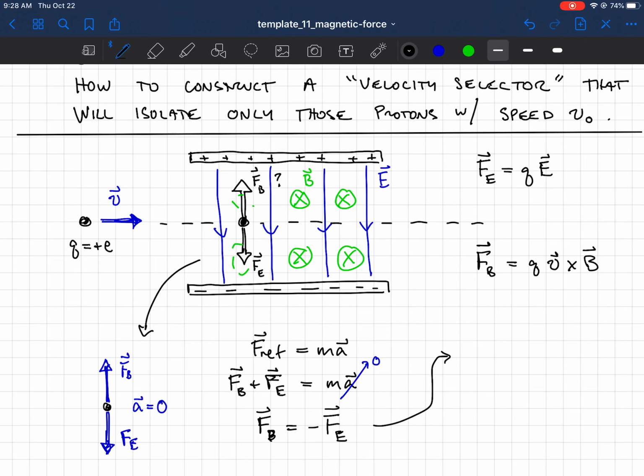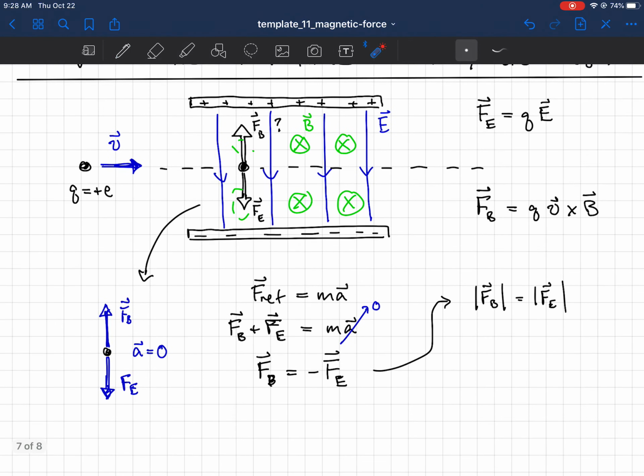But in magnitudes, if you just take the magnitude of both sides, then that means magnitude FB is equal to magnitude FE. So what are those things? Well, we have the equation for FE up here. So magnitude FE is just equal to absolute value Q times magnitude E.